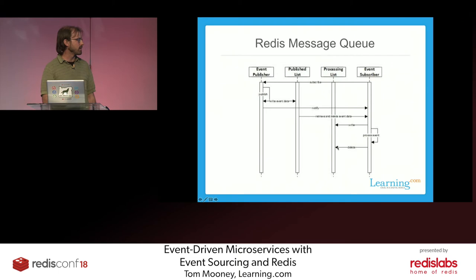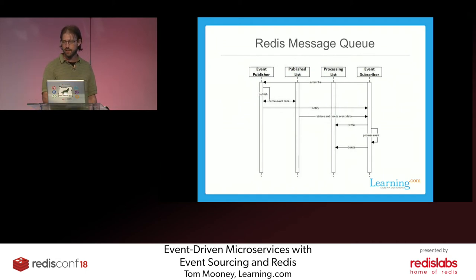So this gives us a reliable queue. If anything goes wrong in that situation, say there's no subscriber listening to a particular event, and you're just using PubSub, the PubSub functionality in Redis is very basic. So you'll just end up firing that event off into the ether. There's nothing there listening for it, and you'll lose that data.